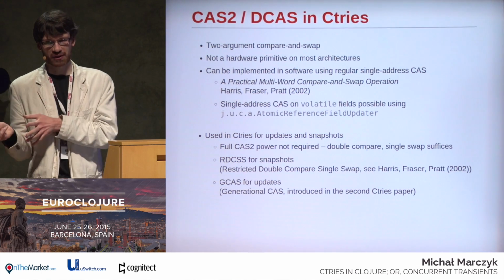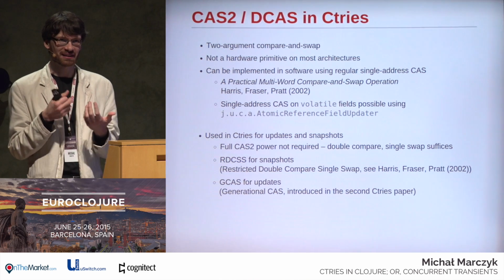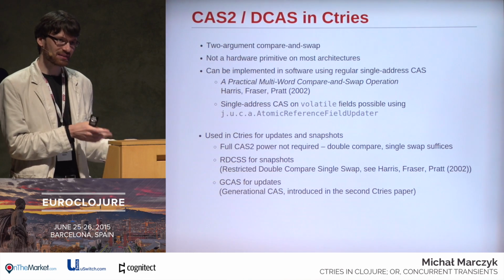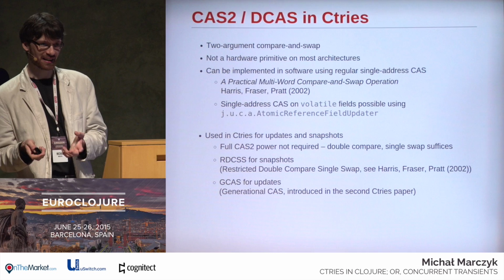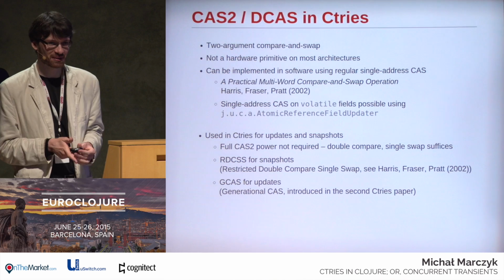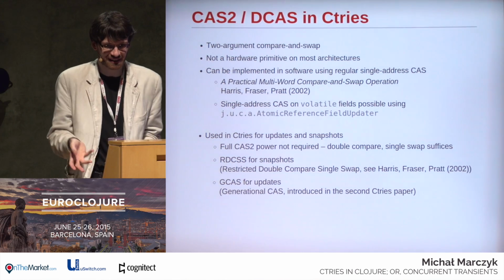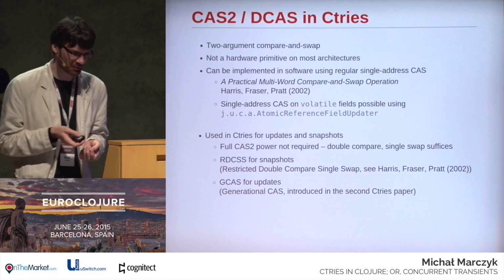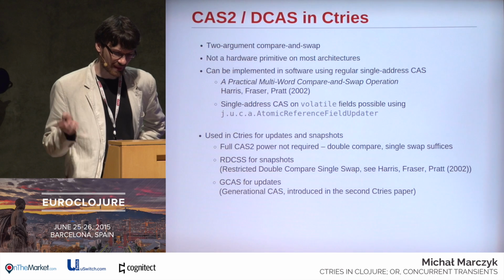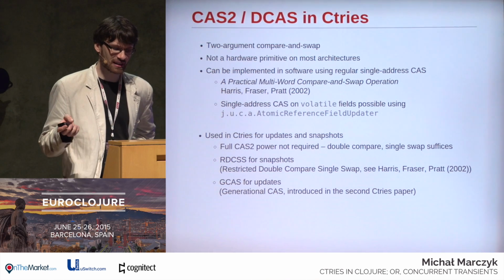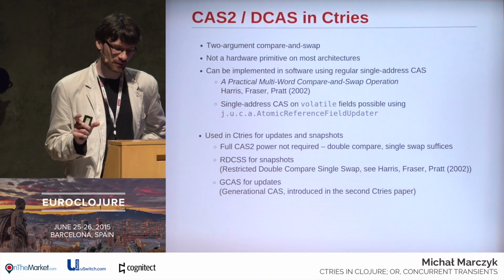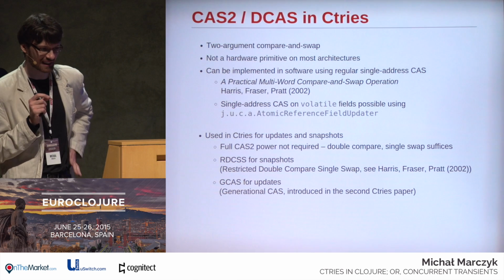Now, that's OK for snapshots, because generally speaking, you'd expect snapshots to be taken somewhat infrequently. But then regular updates really shouldn't be forced to pay this sort of price. It would never do to allocate an object each time you associate a new key into your map. Just wouldn't work very well. So for this reason, the second ctries paper introduces an original cas2-like operation called gcas for generational cas.